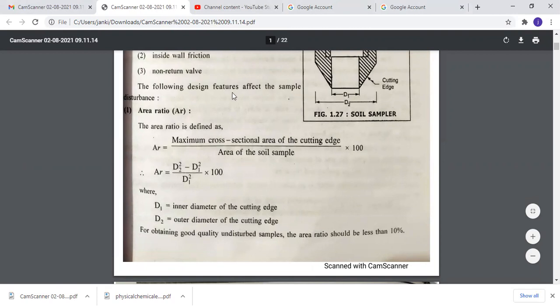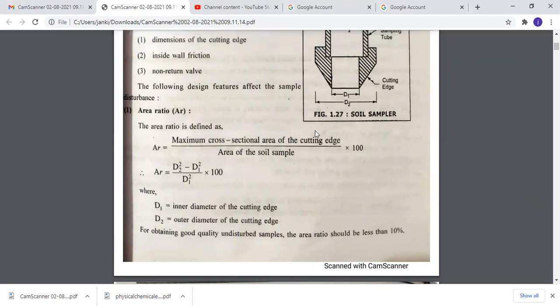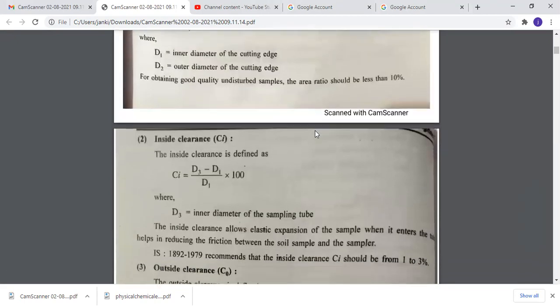So here, from the criteria of maximum cross-sectional area, the maximum cross-sectional area is D2 squared minus D1 squared, divided by D1 squared, multiplied by 100. Here D1 is equal to the inner diameter of the cutting edge, D2 is equal to the outer diameter of the cutting edge. So for good results, or good quality undisturbed samples, the area ratio should be less than 10%, right?